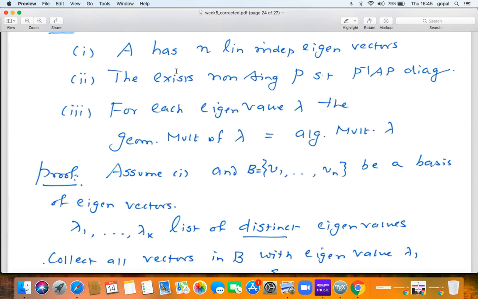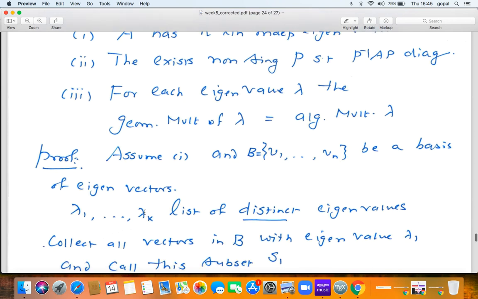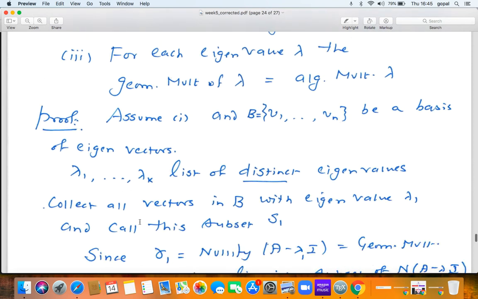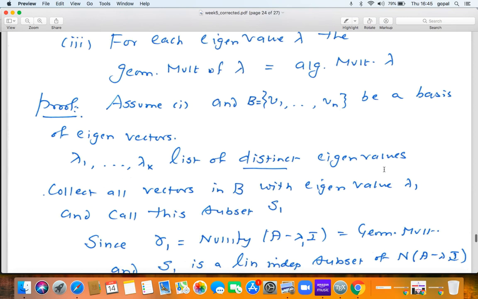Assume 1. A has n linearly independent eigenvectors. So let these be v1, v2, up to vn. And let us look at the list of eigenvalues. The eigenvalues may not be distinct. So that's why I had to call them lambda 1, lambda 2, up to lambda k. Lambda 1, lambda 2, up to lambda k is a list of distinct eigenvalues. Now collect all the vectors. So k could be strictly less than n. So several eigenvectors may correspond to the same eigenvalue lambda.